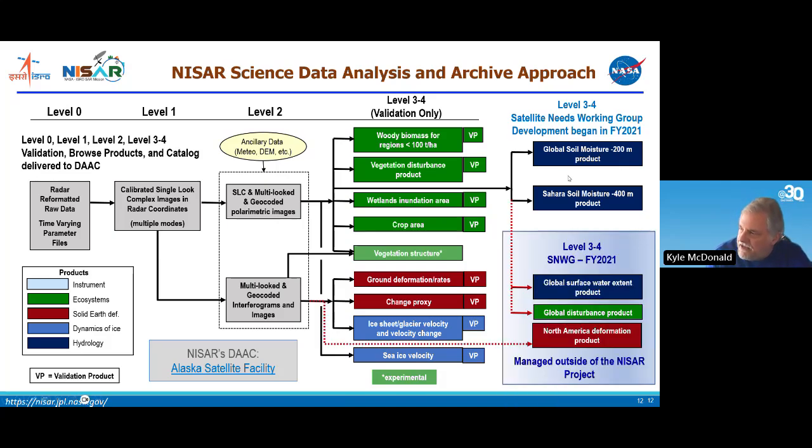And then another thing we're involved with is another task that the Satellite Needs Working Group has identified, and that's looking at global surface water extent that is being produced and managed outside the project by a project called OPERA, which the surface water extent component is housed at JPL for that. Also, a global disturbance product will be produced. And in terms of North America, there's a deformation product, which is looking at things like landslides, plate tectonics, volcanoes, things of that. And that part of this is managed outside the NISAR project proper.